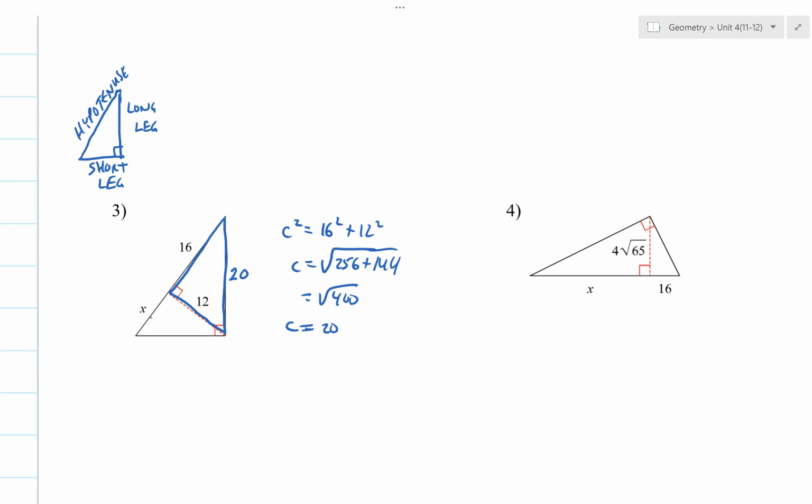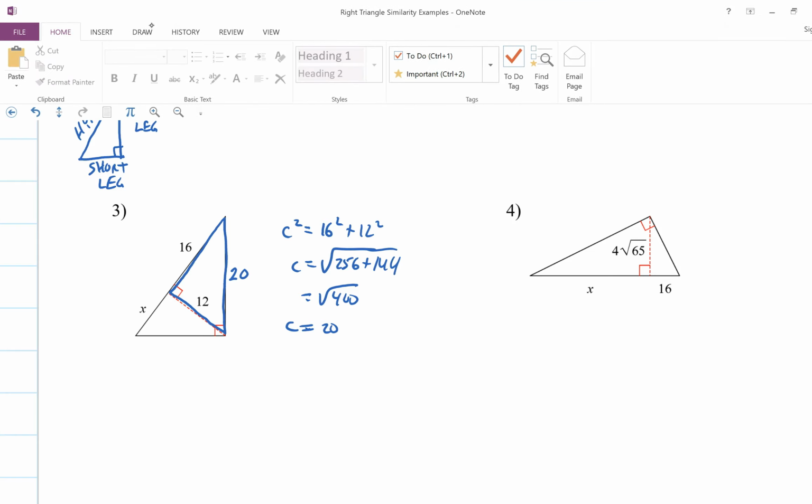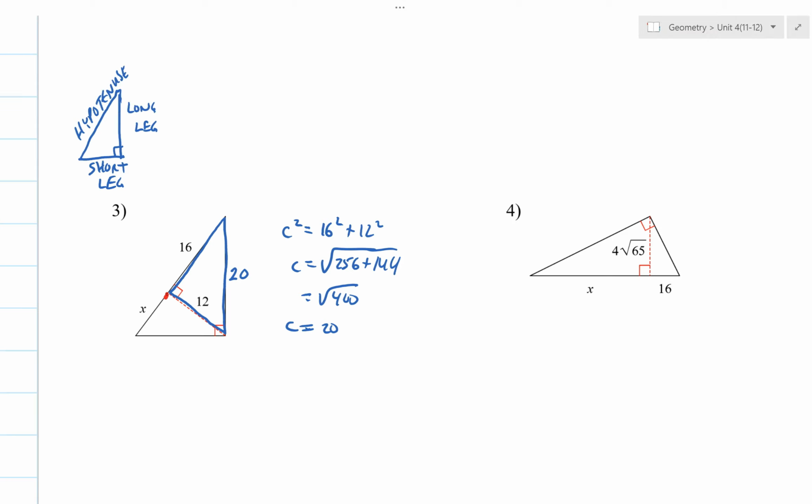And in this smaller triangle over here, in this red triangle, we know two sides. We know x and 12, so that's short leg over long leg. So I can say short leg over long leg equals, now let's look at the blue triangle and do short leg over long leg. So the short leg is 12, the long leg is 16.